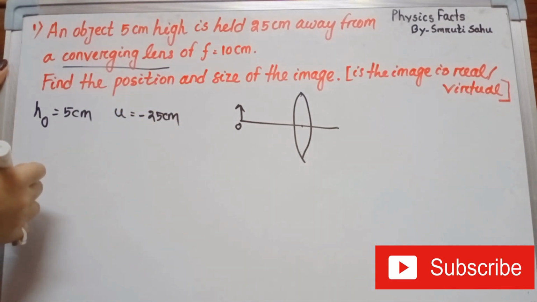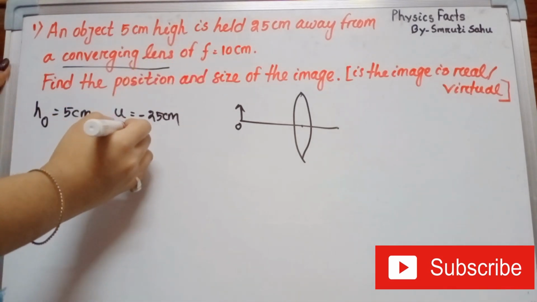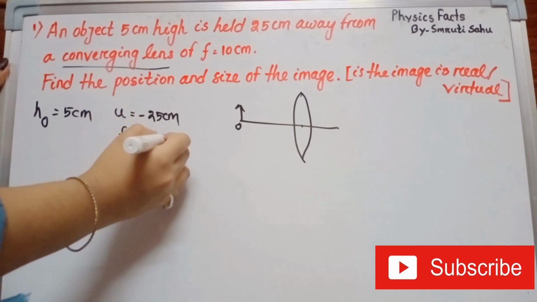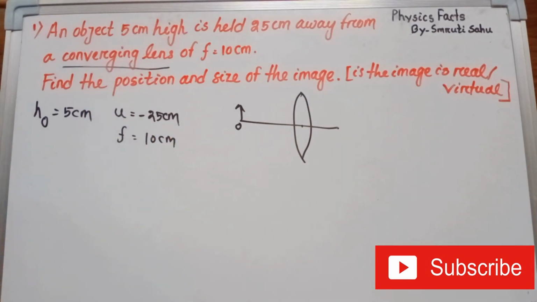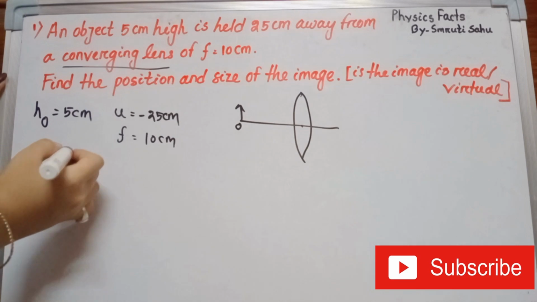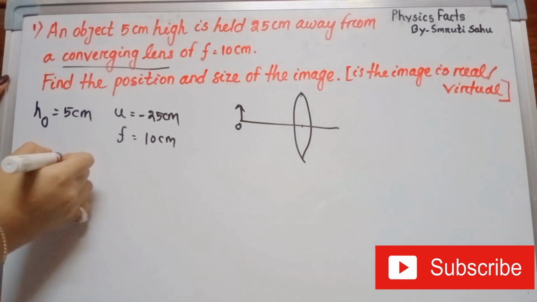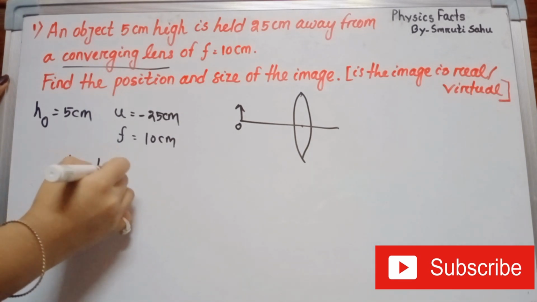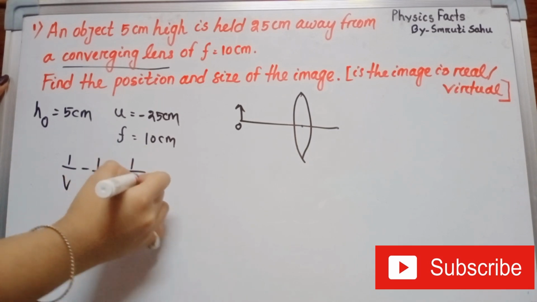Here the focal length is also given, f equals 10 cm, and the question is to find the position and size of the image, and whether the image is a real one or a virtual one. So students, we know the lens formula. In our previous video we discussed that in detail: 1 by v minus 1 by u equals 1 by f.